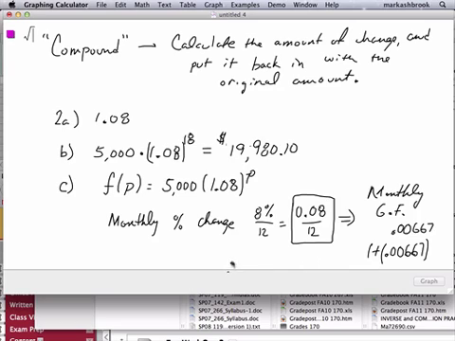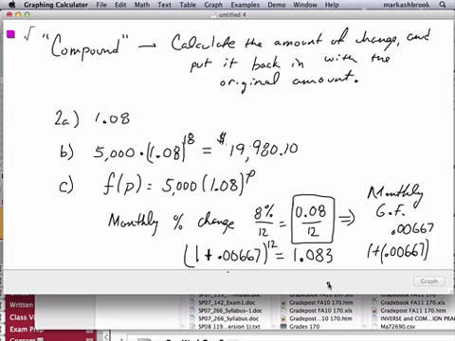Okay? So then what would the annual growth factor be for this? We are at 1 plus 0.00667. How would you find the annual growth factor corresponding to this monthly growth factor? What would you do? You would raise it to the 12th. Tell me what that is. 1 point... What happened?